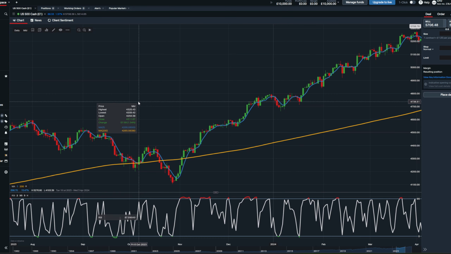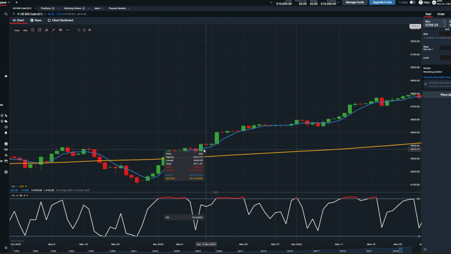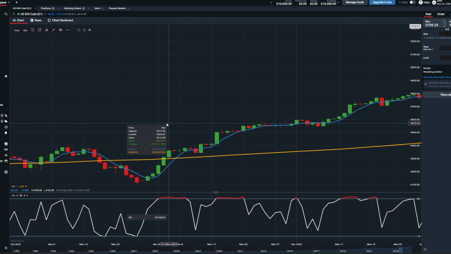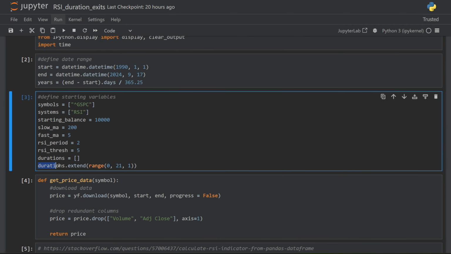Something else that I could try is using a time-based exit. So rather than waiting for the price to close above the 5-day moving average, I could just wait a certain number of days and then exit the market on that day. So I updated my code again, and this time I define a list of hold durations between 0 days and 20 days. 0 days meaning that I buy on the open today and then I exit on the close of the same day. So I hold overnight for 0 days.